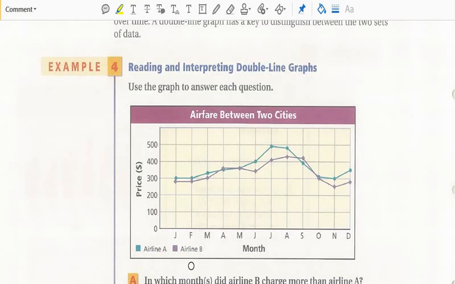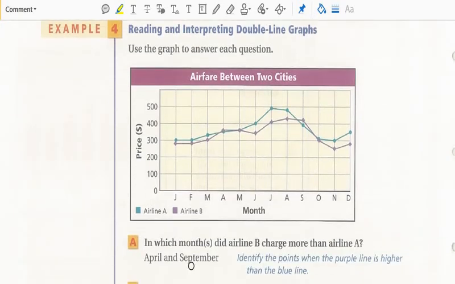Let's solve our example. In which months did airline B charge more than airline A? So it is the prices according to the months. Okay, so I need to look. He asked about airline B, so which color am I looking for? Purple. In which months did airline B charge more than airline A?